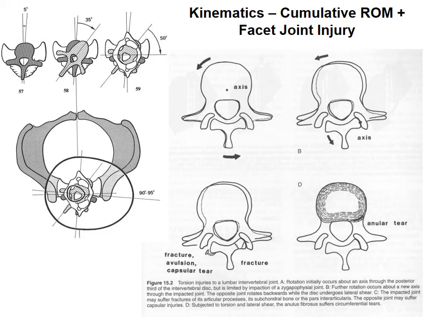This slide shows 2 things. On the left-hand side, it makes the point about cumulative movement. So you can see that for us to rotate to the right 90 to 95 degrees, the lumbar vertebrae at the top are contributing about 5 degrees in total, the thoracic vertebra then 35 degrees, and our cervical vertebra about 50 degrees. So it's an accumulation of movement all the way up and down the vertebral column to be able to achieve that functional movement.